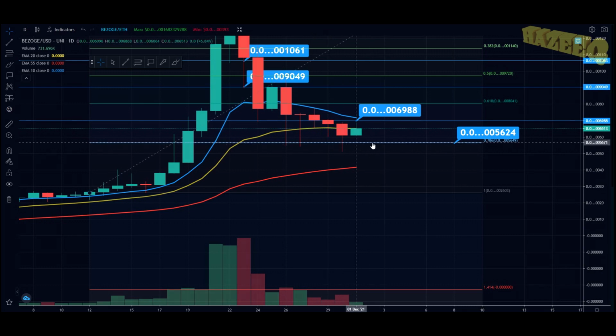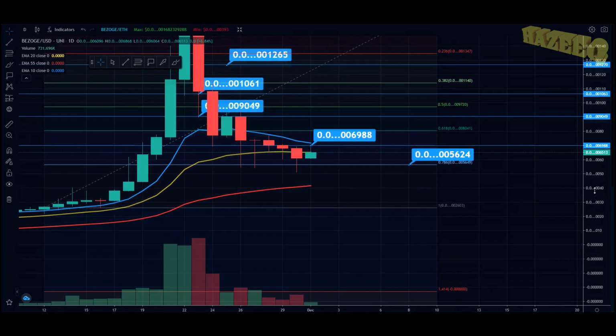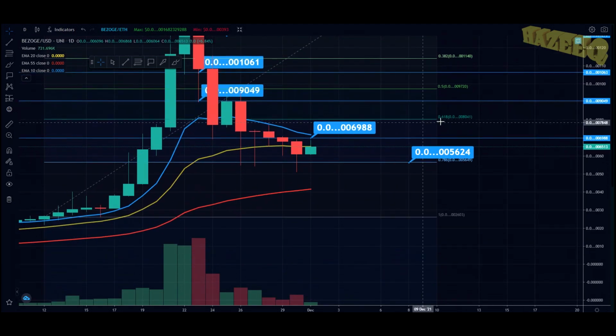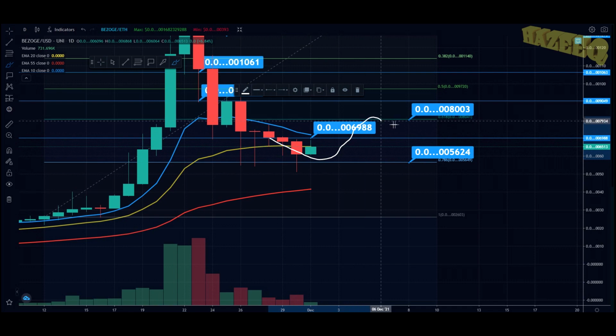And if we start losing this area, this would be the last support, I would say, before we come back to the 55 EMA, right? So yeah, that's pretty much it for the daily chart. Then we have the golden ratio over here. That would be 0.08003. So potentially, if we start reversing, we can create a lower high and come back down into the downtrend.